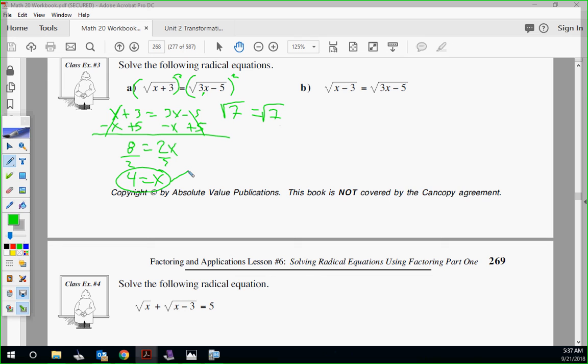Very similarly, here we're going to do an x minus 3 this time. We're going to square both sides. So we square both sides, and we get x minus 3 equals 3x minus 5. I'll do the same exact steps: minus the x, and I'll add the 5. So I get 2 equals 2x.